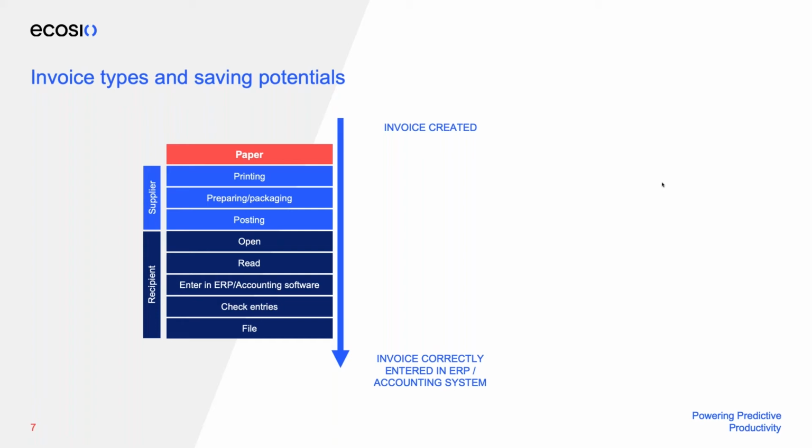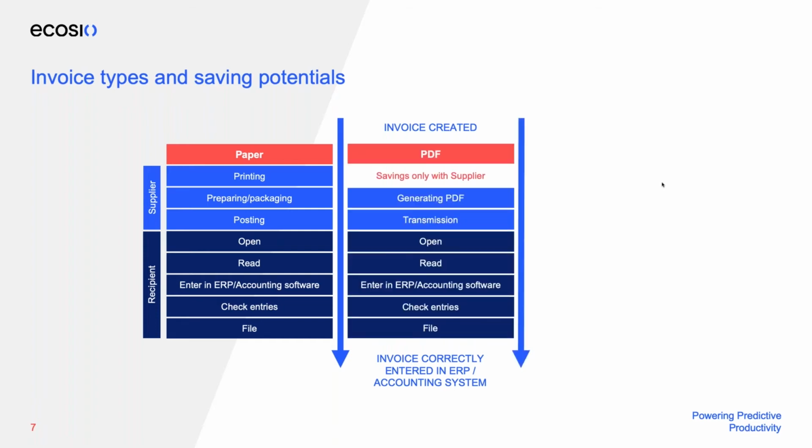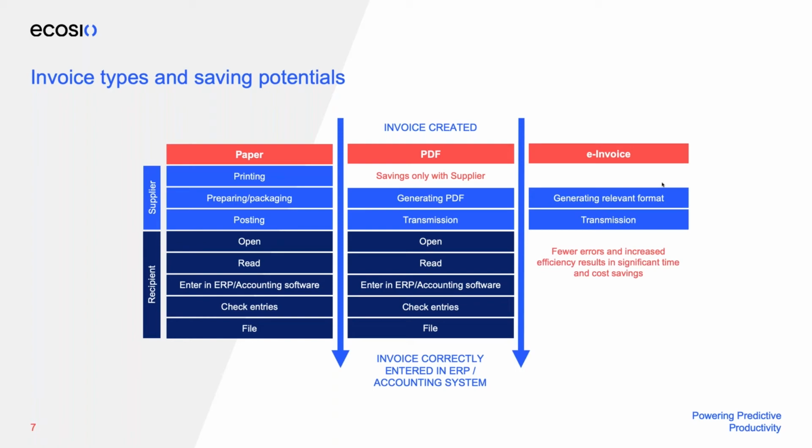A little relief is provided by doing PDF. However, the savings are only on the supplier's side, who is able to automatically generate the PDFs from his ERP system and send them to the recipient using email. Nevertheless, on the recipient's side, the disadvantages all remain the same. So a significant increase in regard to process automation is only achievable when doing real e-invoicing.